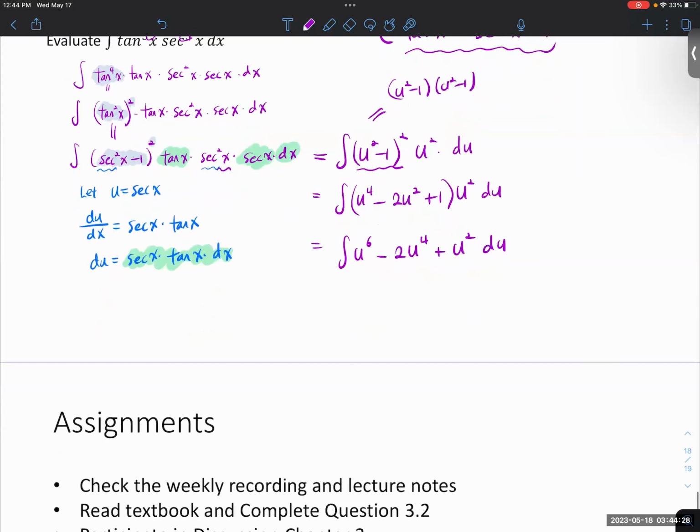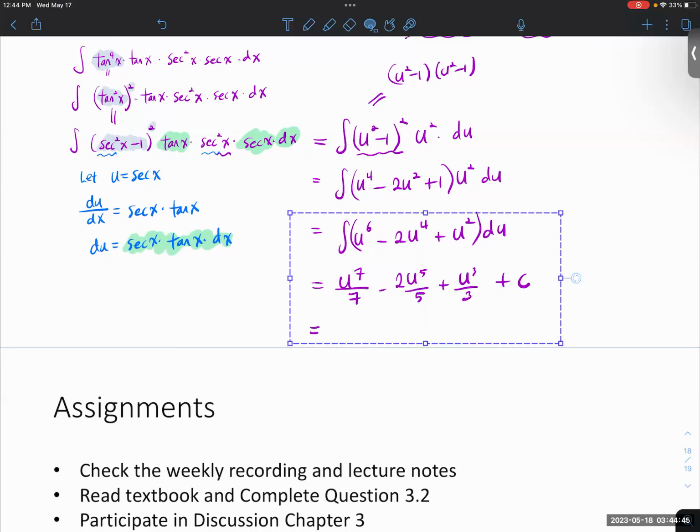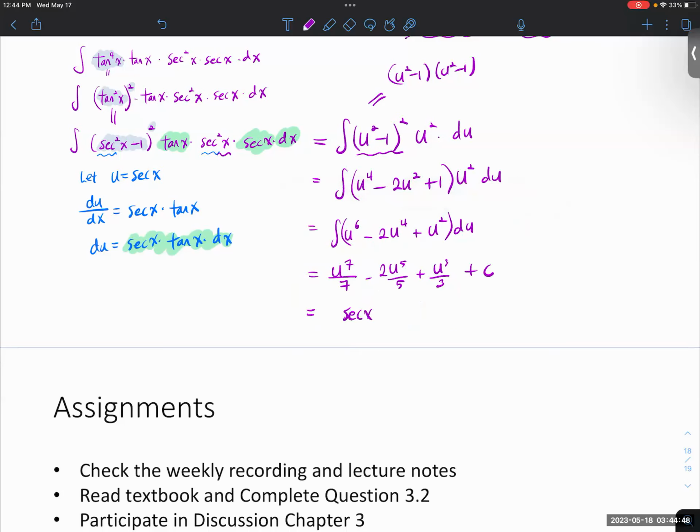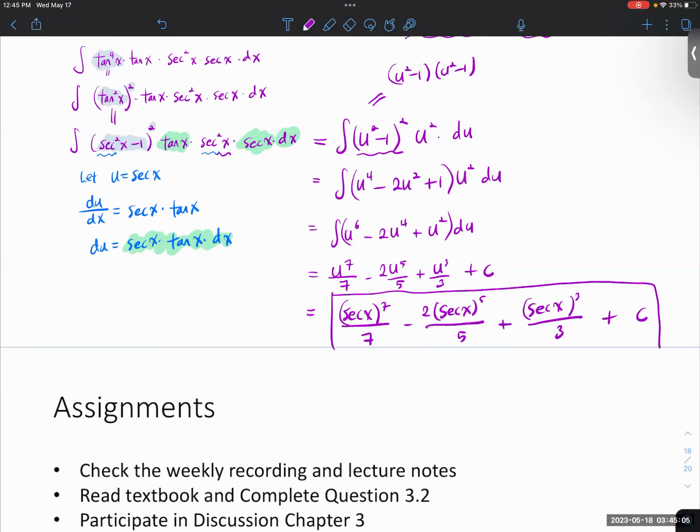So then u to the 6 minus 2 u to the 4 plus u squared. Distributive property. So now you're going to take the integral: u to the 7 over 7, minus 2 u to the 5th over 5, plus u to the 3 over 3 plus c. Again, you can go back to the secant, because that's my u. So therefore, secant x to the 7 over 7, minus 2 times secant x to the 5th over 5, plus secant x to the 3rd over 3 plus c. That's your beautiful answer with the x variable. Awesome. Are you okay with that?